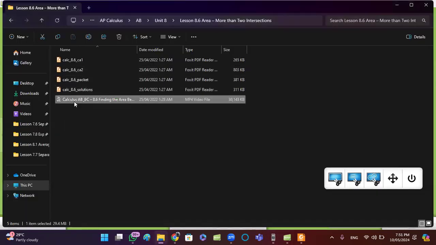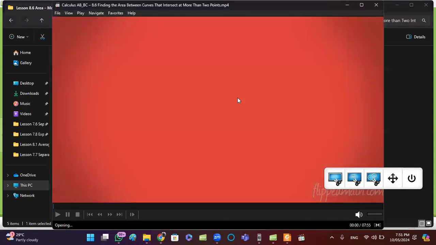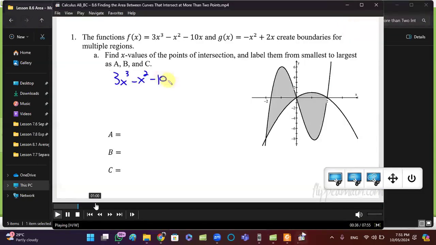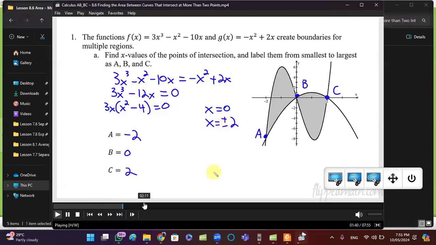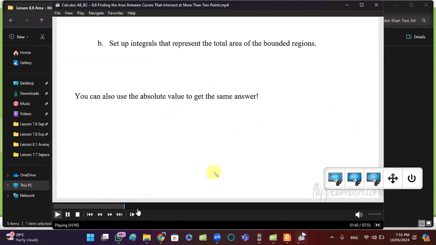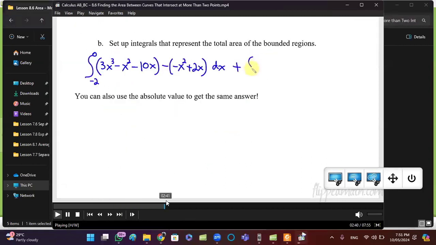Now we're going to set them up individually, or let's see in the video how he sets them up. And is it plus or minus? A plus. We set up the integral that represents the total with the subtraction. And I go, what's my next integral? For this lesson, I'm just showing you how these look.